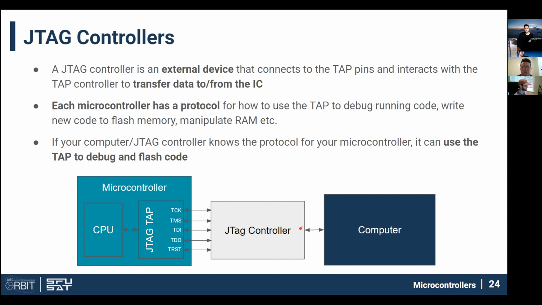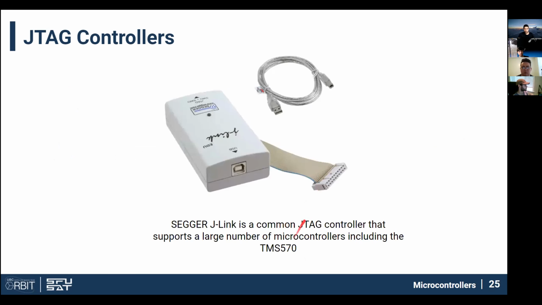And then you connect the JTAG controller to your computer, and there's a device driver on your computer that knows how to talk to the controller. So for this, this cable here is what connects to your actual OBC hardware, and then this USB connection to your computer. So that's how we debug embedded hardware, kind of at the lowest level.